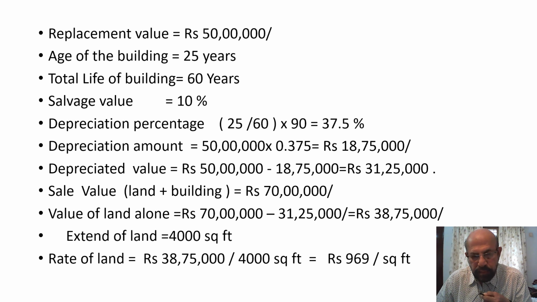Sale value, land plus building. The value for which the property was sold is 70 lakhs. Value of land alone 70 lakhs minus the depreciated value of the building is equal to 31 lakhs 25,000. So it is equal to rupees 38 lakhs 75,000 for 4,000 square foot of land. Extent of land is 4,000 square foot. So rate of land is equal to 38 lakhs 75,000 divided by 4,000 is equal to 969 per square foot.